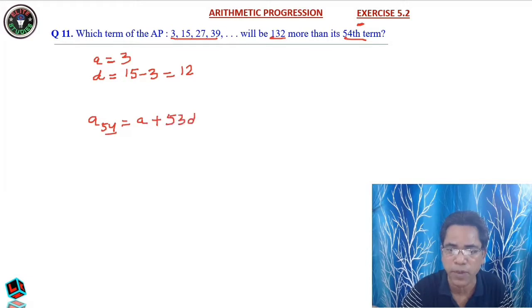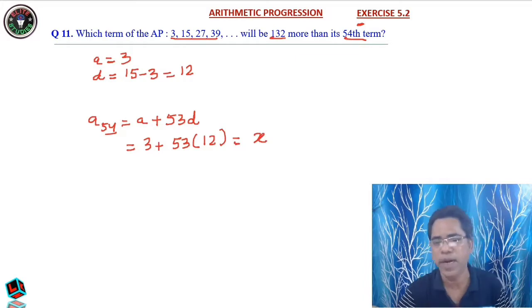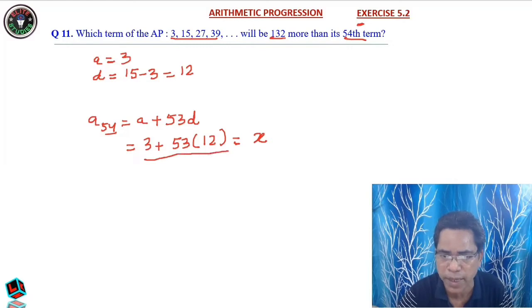So putting the value of A, which is 3, plus 53, and D is 12. If you multiply and add, you will get some value. Let that value be X. After adding these two, you will get the value of X. Now you got the value of A54 as X.